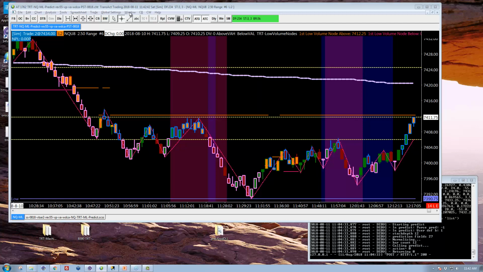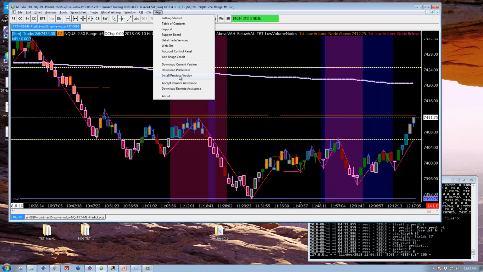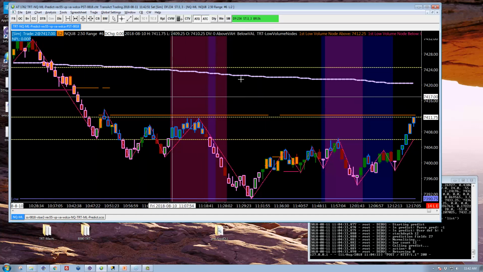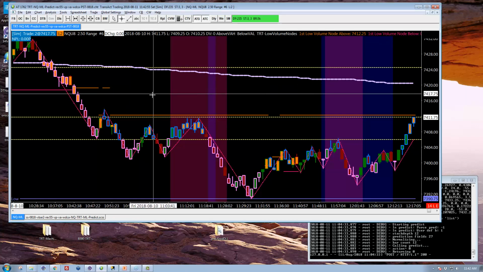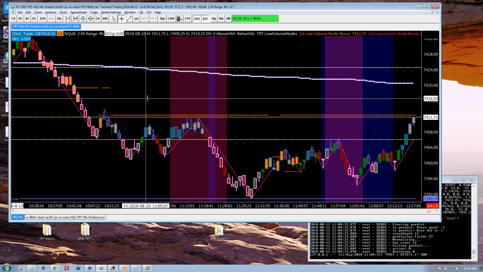So if you need to do that, it's right here. Install previous version, in the Help menu. The Sierra Chart guys are all over this kind of issue. They've kept the previous version you had, and you can roll back to it. Other questions?